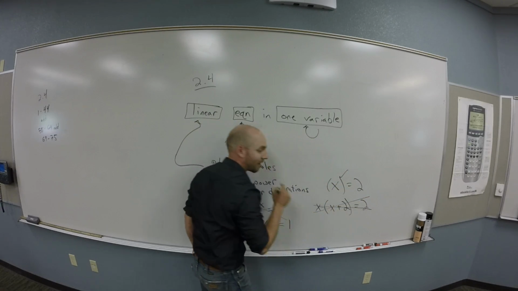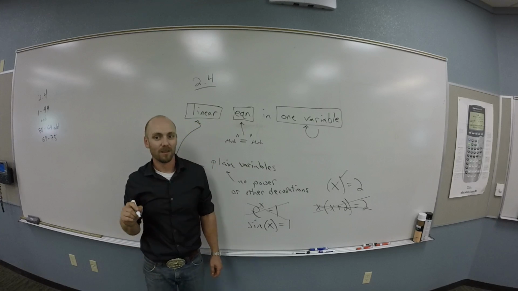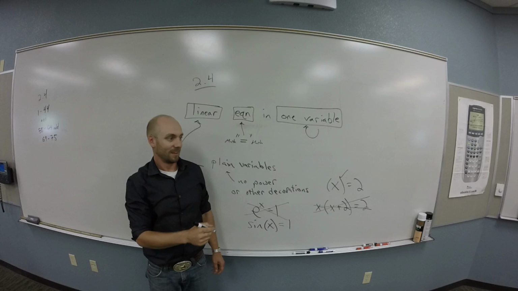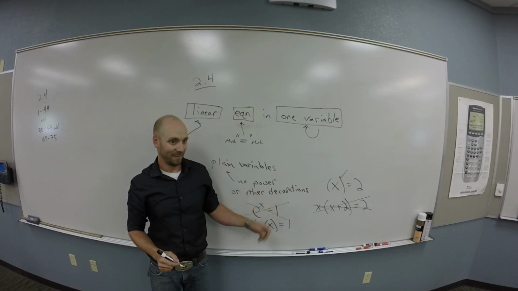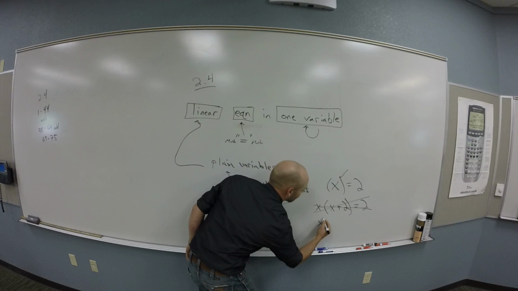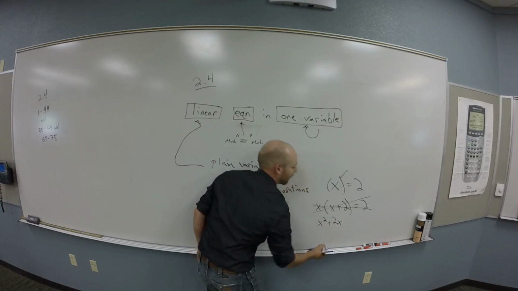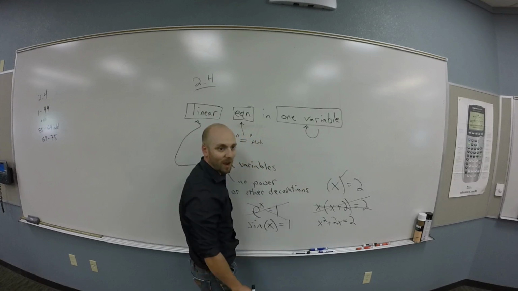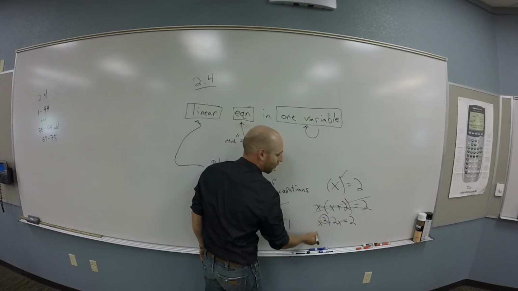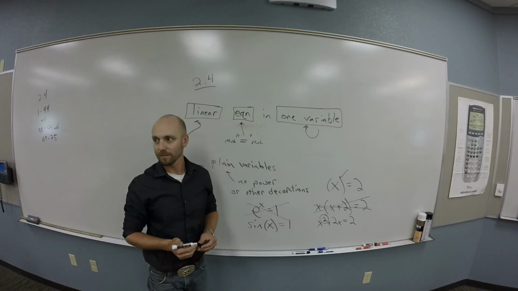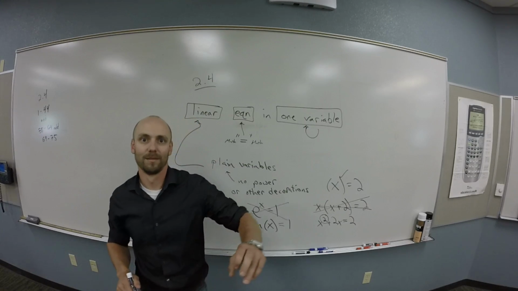Why is that not linear? Because if I distributed the x, I'd get a power. You guys see that? If I distributed this x through here, I'd get x squared plus 2x equals 2. Right? So there's a power on the x. That's kind of the no-go thing there. You guys cool with that? All right.